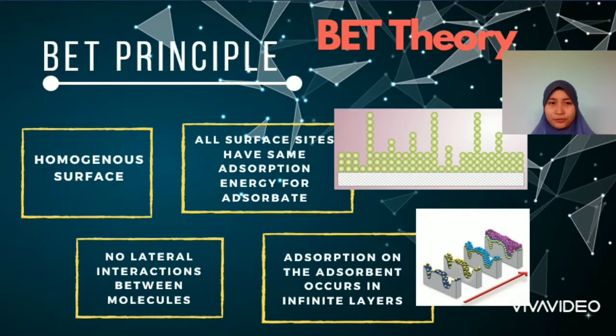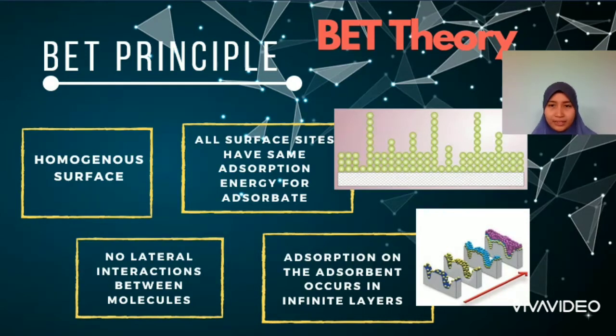Now the BET theory. First, BET assumes a homogeneous surface, because the gas behaves ideally, as we can see from the previous picture. Second, there is no lateral interaction between molecules, which means the gas behaves ideally. And all surface sites have the same adsorption energy for the adsorbate, like we can see in this picture.